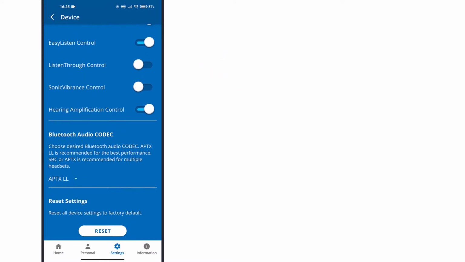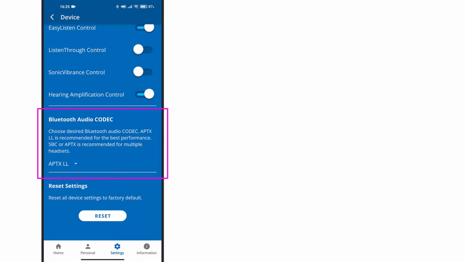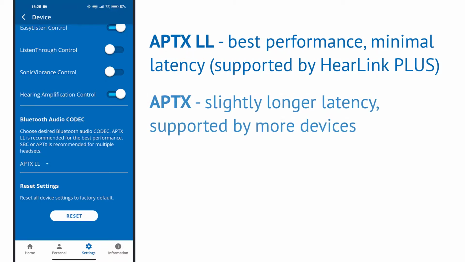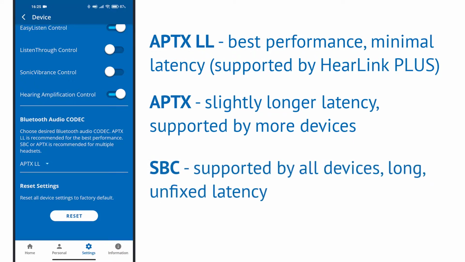Use the Bluetooth audio codec setting to select the desired Bluetooth audio codec. aptX Low Latency provides the best performance with minimal latency. It is the recommended setting and the device default. aptX is similar to aptX Low Latency, but the latency is slightly longer. SBC is the standard Bluetooth codec supported by all devices. Latency is long and not fixed.